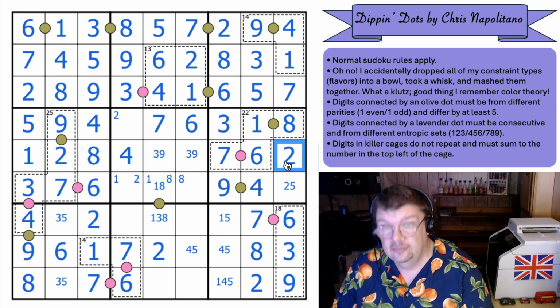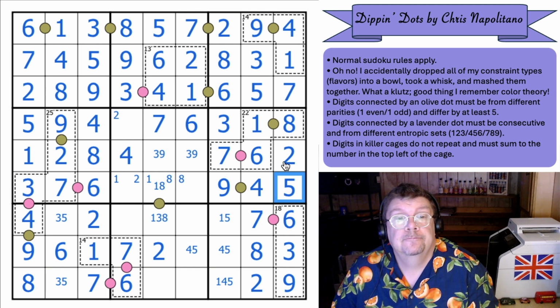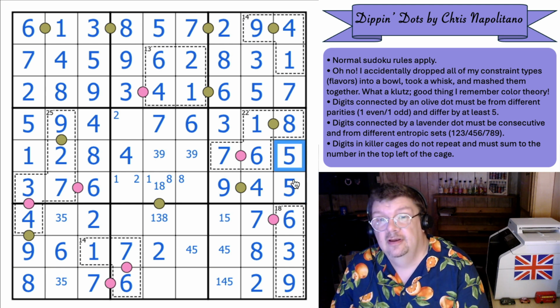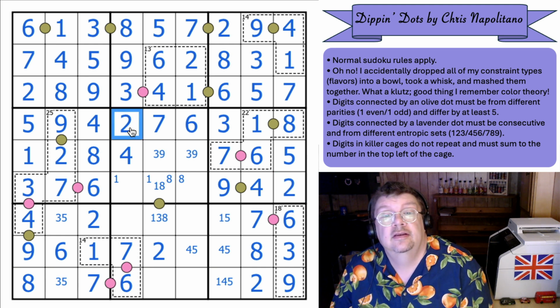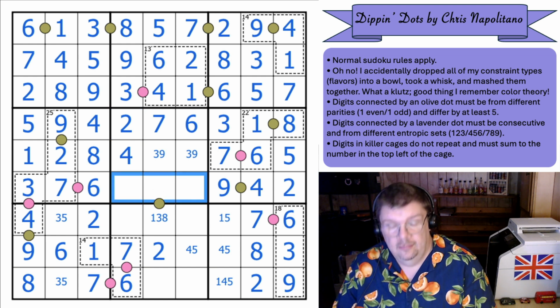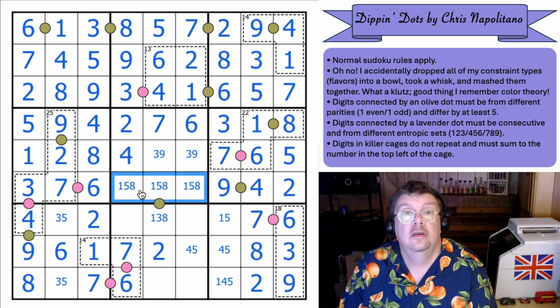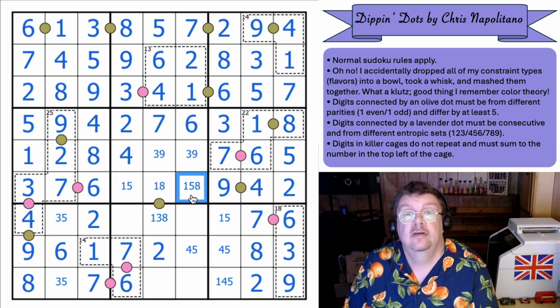That 2 makes this 2 and this 5. Nope, that makes that 5 and this 2. Let's get that the right way around. That is not a 2 and that is. So this is 1, 8, 5 in this row. And that's not an 8. That's not a 5. That's not a 1.